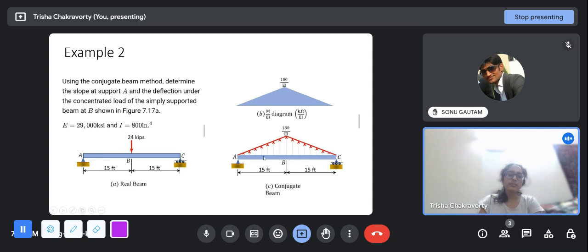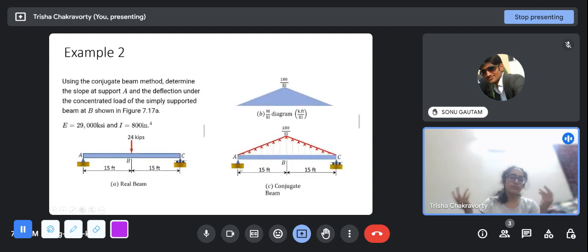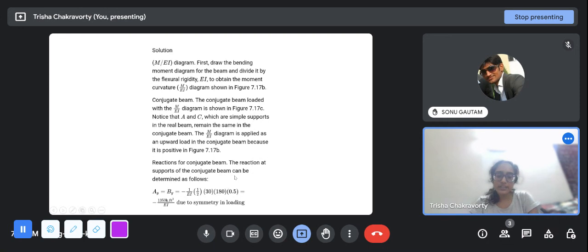The total load on the beam is the area of this triangle, that is half into 30 into 180 by EI, because 30 is the total length of the beam, and you put a half because each support takes half. And the reaction is negative, of course. In normal simply supported beams, the reactions are always in the upward direction, so don't blindly put that. Since the loading here is in the upward direction, the support reactions will be in the downward direction. So at A we get minus 1350 by EI, and these are the units.